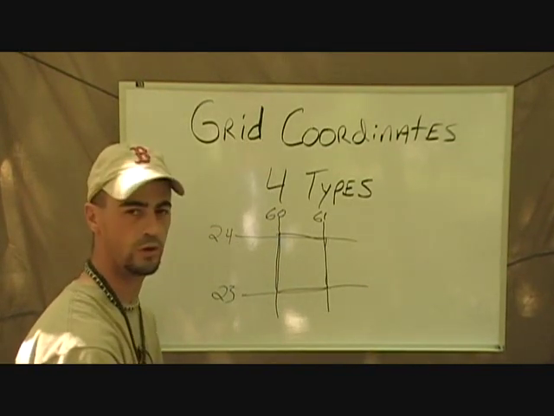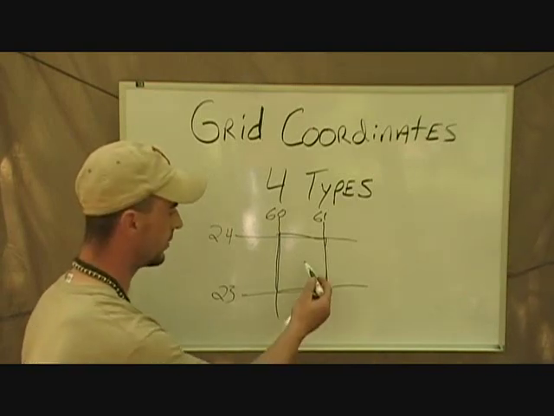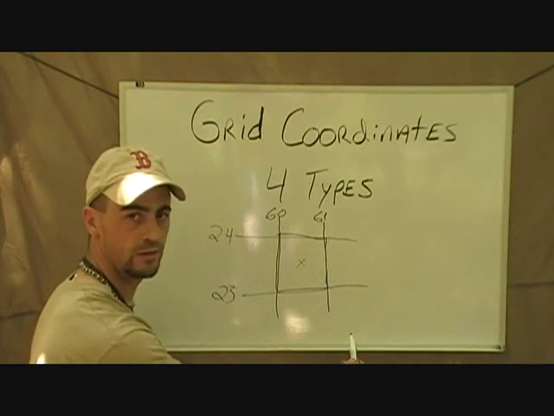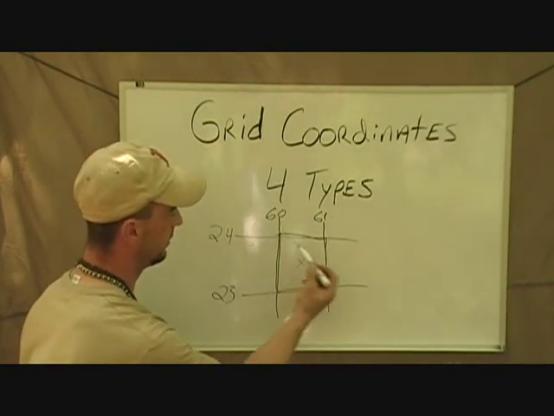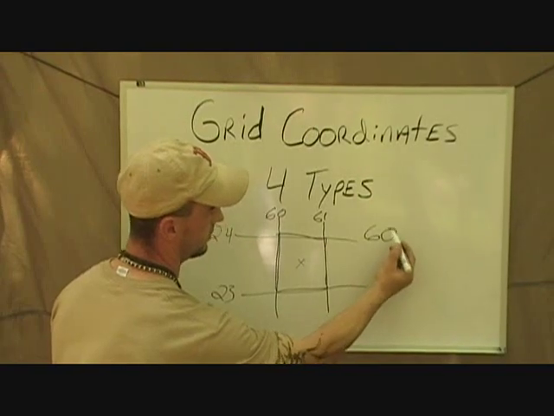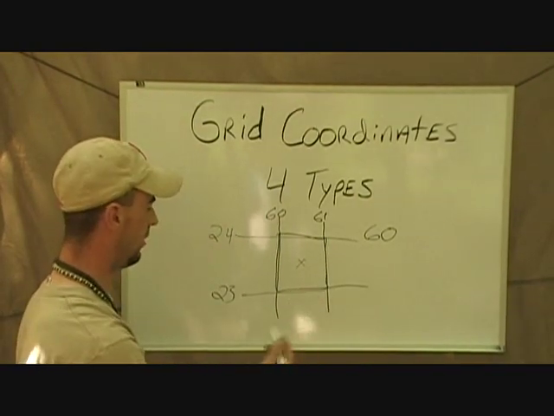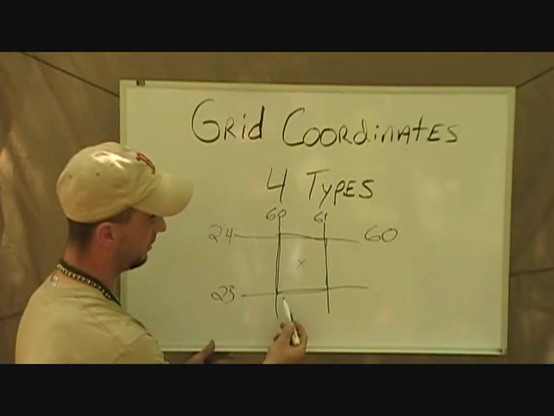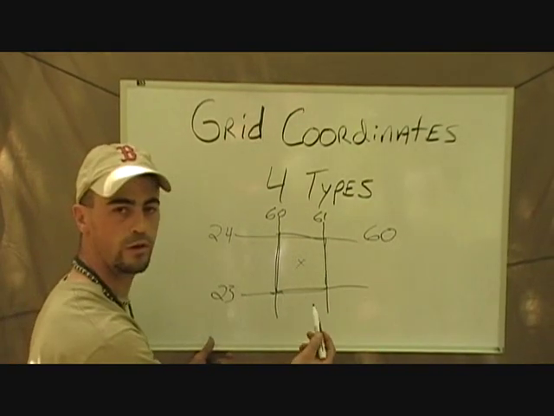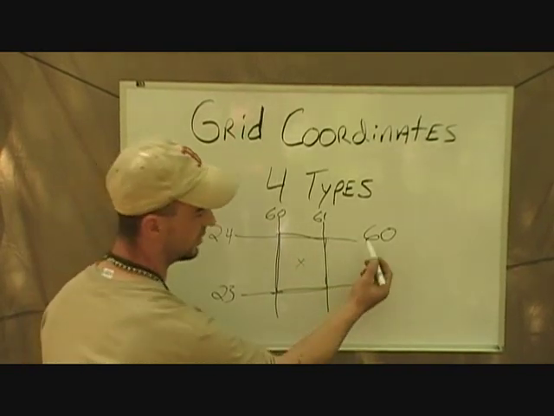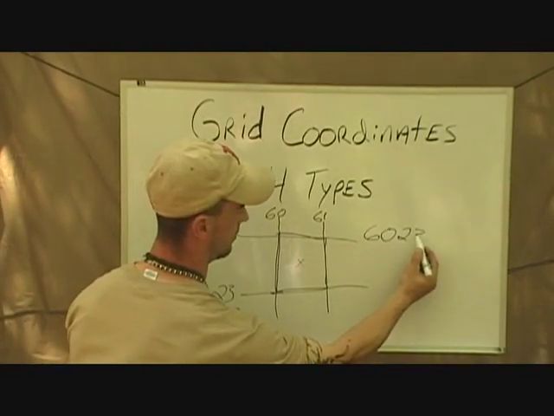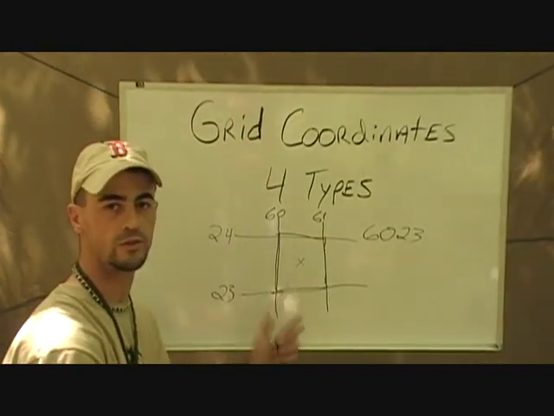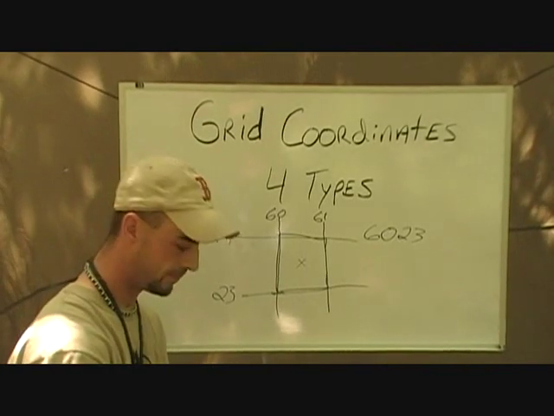So again, a 4-digit grid coordinate for this grid square here, if you're reading it right and then up, is going to be 6, 0, and then up. So right will put you at 60, and then up will put you at 23. So this grid square is going to be 6, 0, 2, 3, and that'll get you again within a 1,000 meter by 1,000 meter grid square.